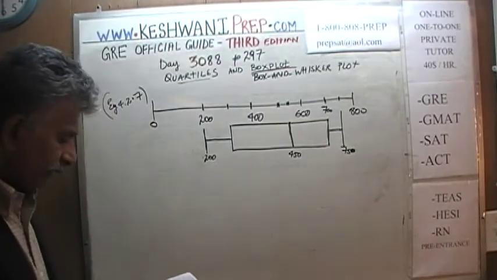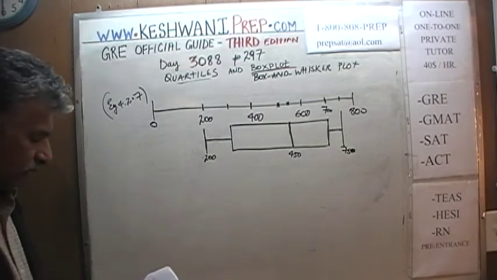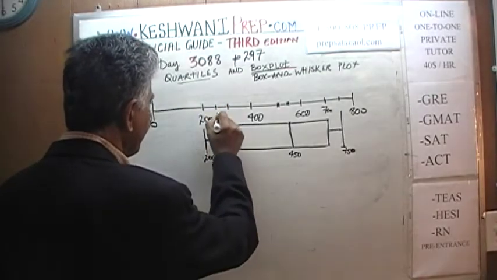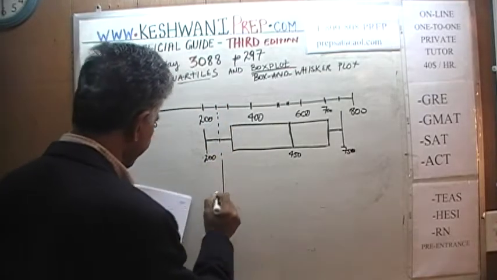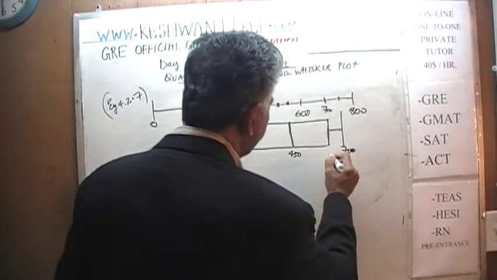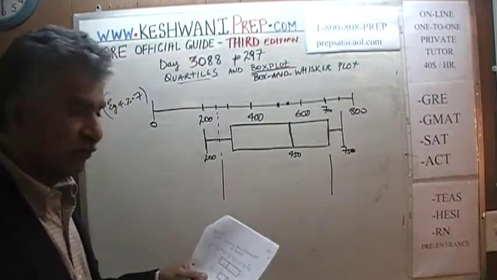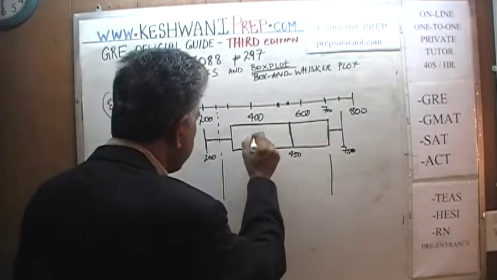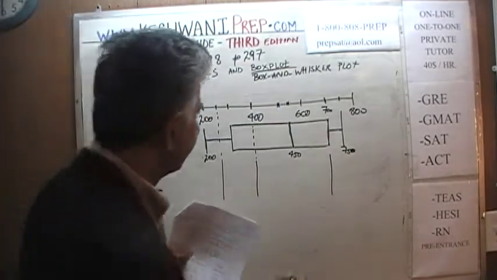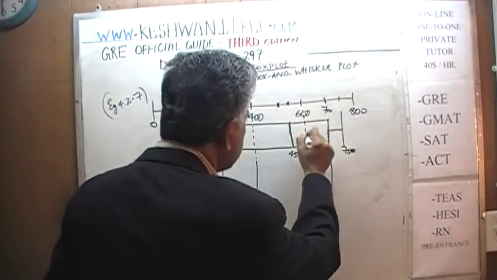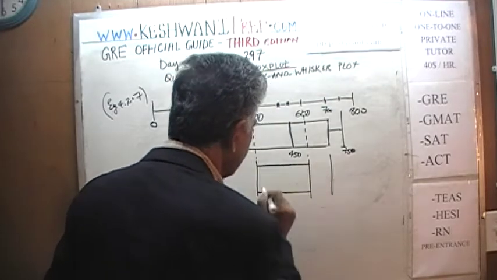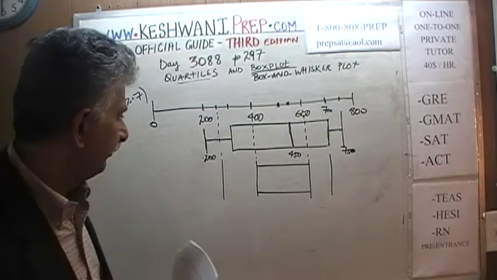In the second data set, we are told that the lowest observation we have is 250. Not 200, but 250, this right here. And the highest observation we have is 700, not 750. The first quartile here is at 400. And the third quartile we have here is 600. Let's put a box around it. That's the middle 50% of the population.